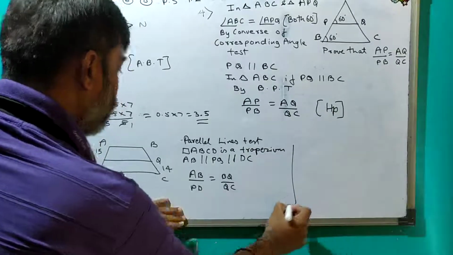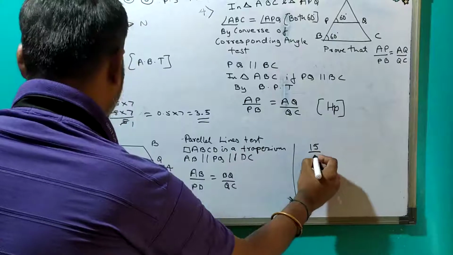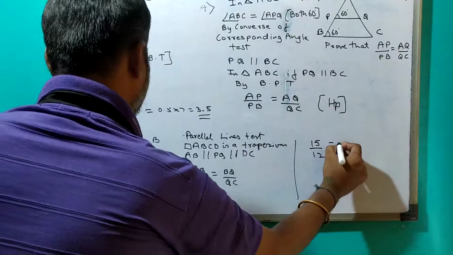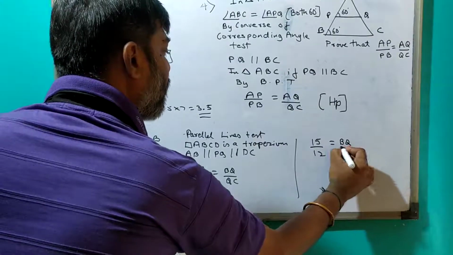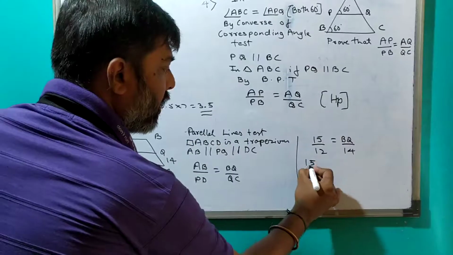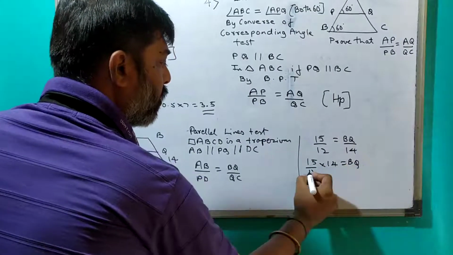So you can take the values and directly substitute over here. AD is how much? 15. PD is how much? 12. BQ we don't know. We have to find it out, and this is 14. You can directly cross multiply and get the answer, upon 12 into 14 is equal to BQ.